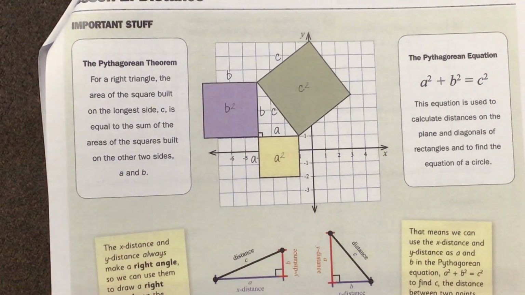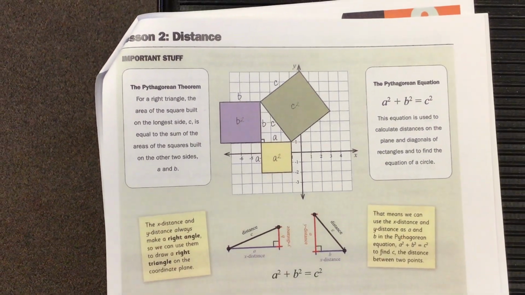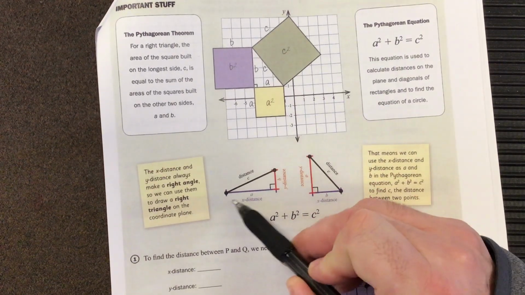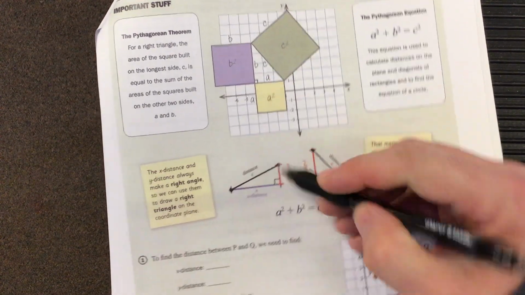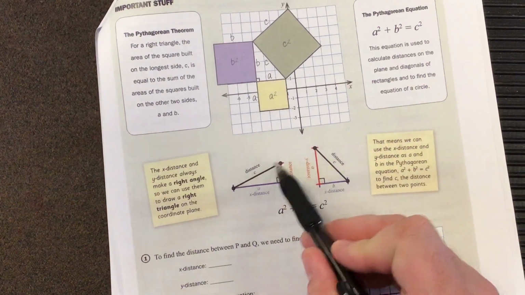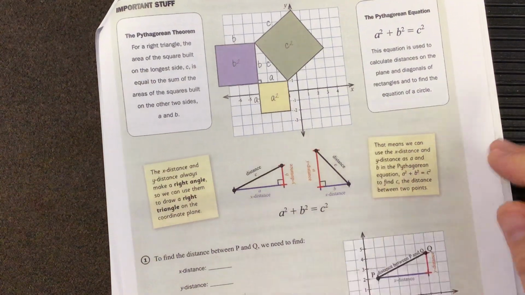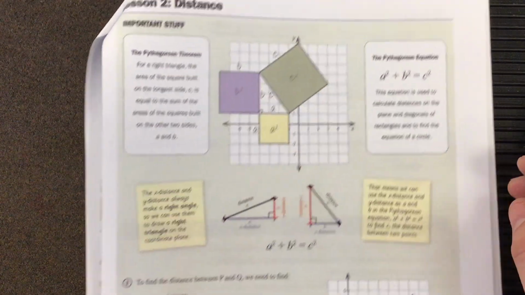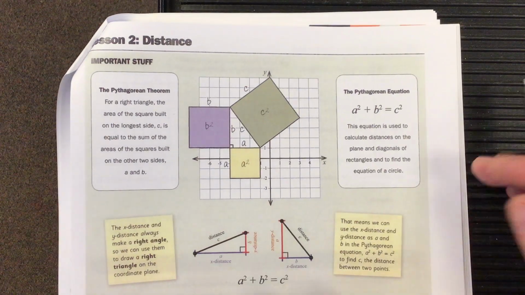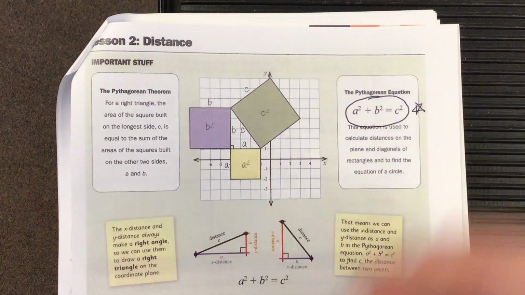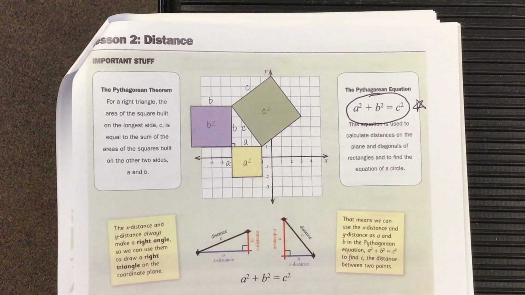Okay, what he said is there's a relationship between the horizontal distance that we talked about yesterday, the vertical distance that we talked about yesterday, to help you figure out this distance. Okay, and here is going to be the equation to help us. This is going to be one of the most important parts of this unit, this equation right here. A squared plus B squared equals C squared.